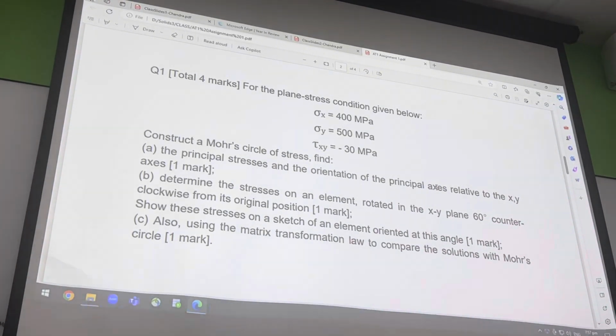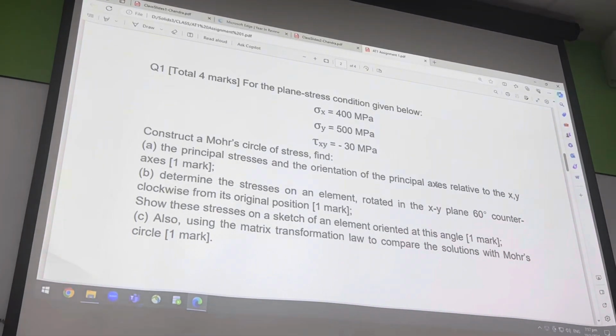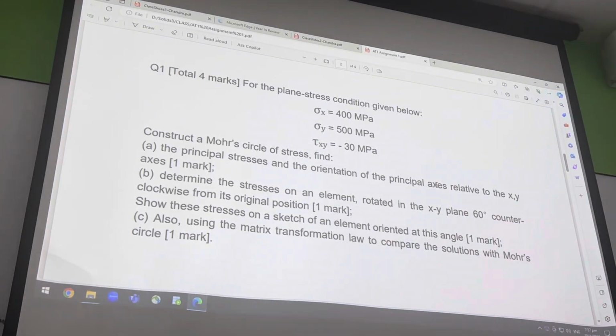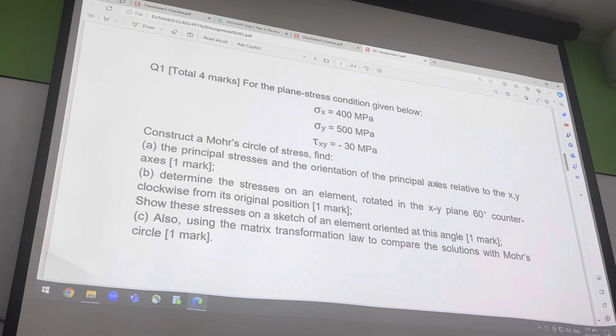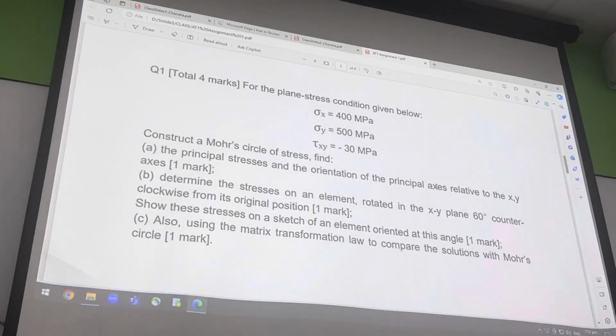Is that clear? I can only tell that person. So if you want to verify, you need to ask and show your working.